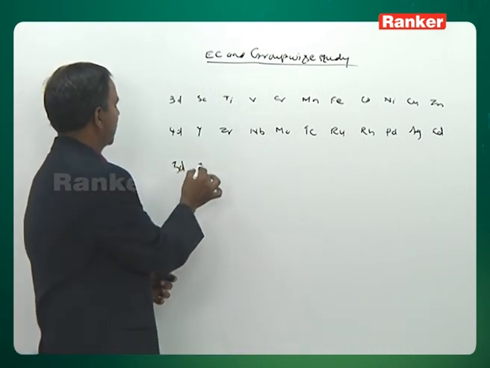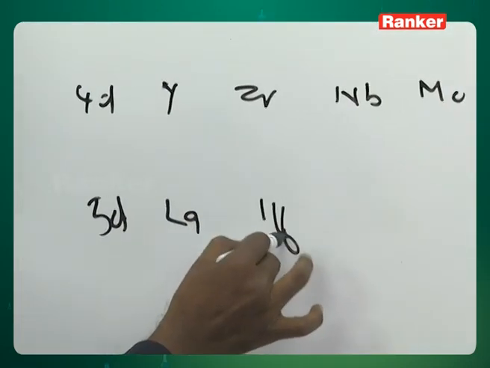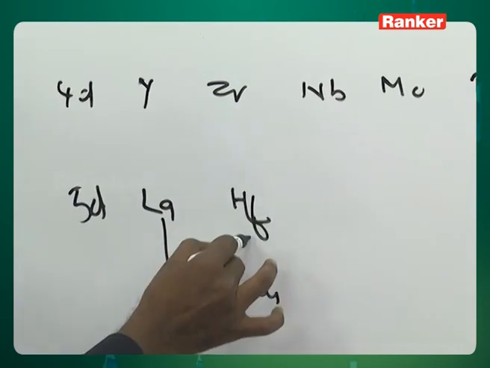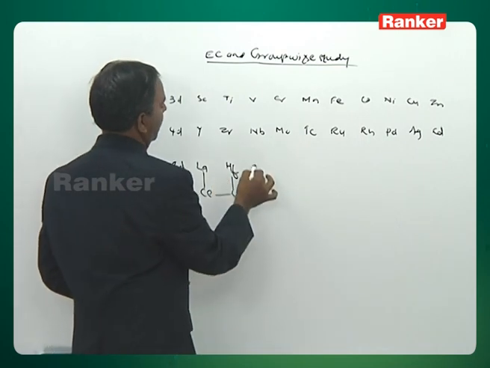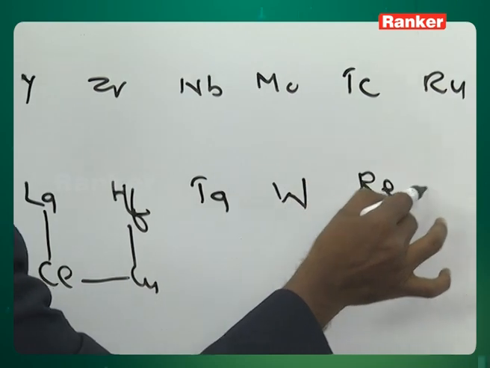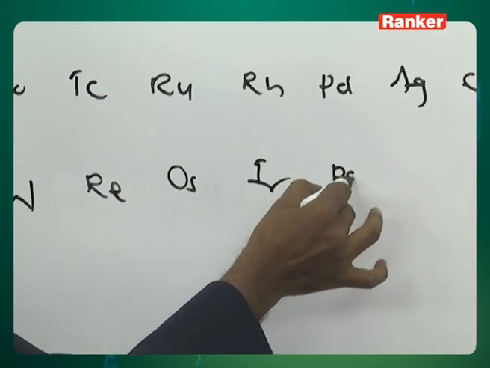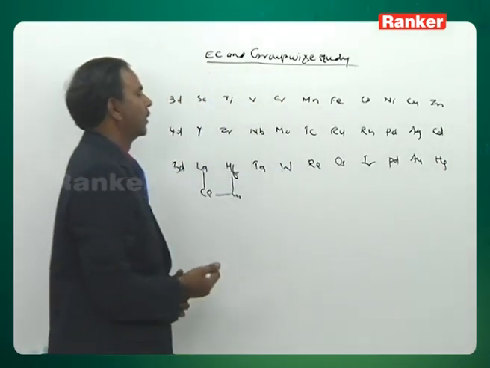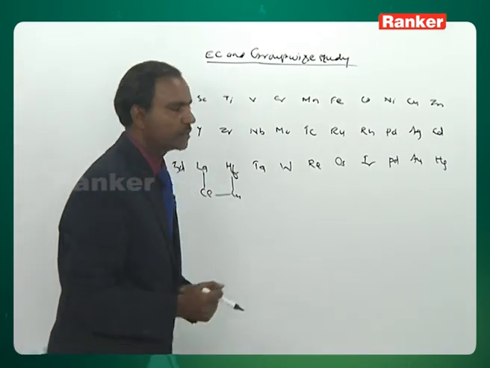Now, in the 5D series: lanthanum, hafnium. In between these two, well known to you, cerium to lutetium. This is what you call lanthanides. Next, lanthanum, hafnium, then tantalum, tungsten, rhenium, osmium, iridium, platinum, Au and Hg. These are the 3D series, 4D series and 5D series of elements.